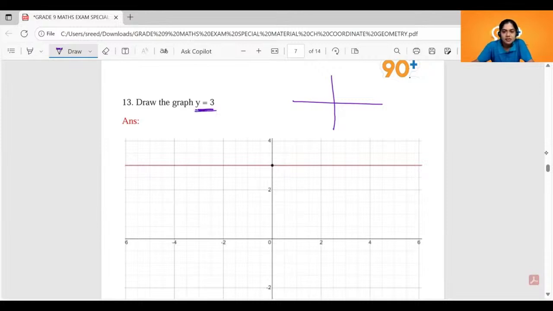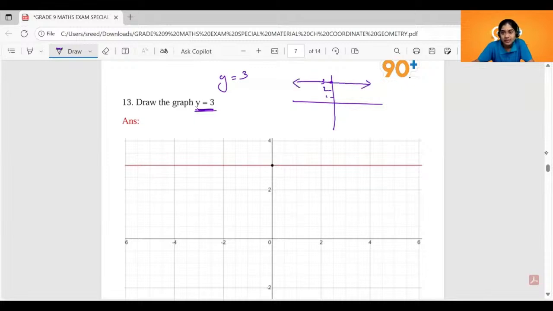So y is equal to 3 means that's positive 3. So 1, 2, 3, right? So this is y is equal to 3. So you have to draw the graph of y is equal to 3. Y is equal to 3 means definitely it will be a line. This is an equation, a linear equation. So definitely it will be a line, right? So y is equal to 3, this is the 3. So this is the required graph.